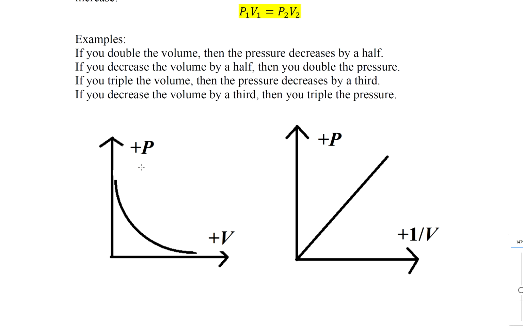So you have these two graphs. This is pressure versus volume on the left side. This is pressure versus 1 over volume on the right side.